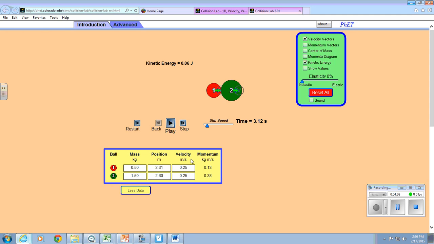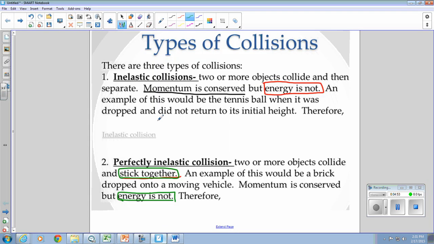One thing to note is that the velocities of both these objects are the same. That makes sense because they're stuck together and they're moving off after the collision. In perfectly inelastic collisions, the velocities of the two objects are going to be equal to each other after the collision. That's one of the key tricks to solving a perfectly inelastic collision.